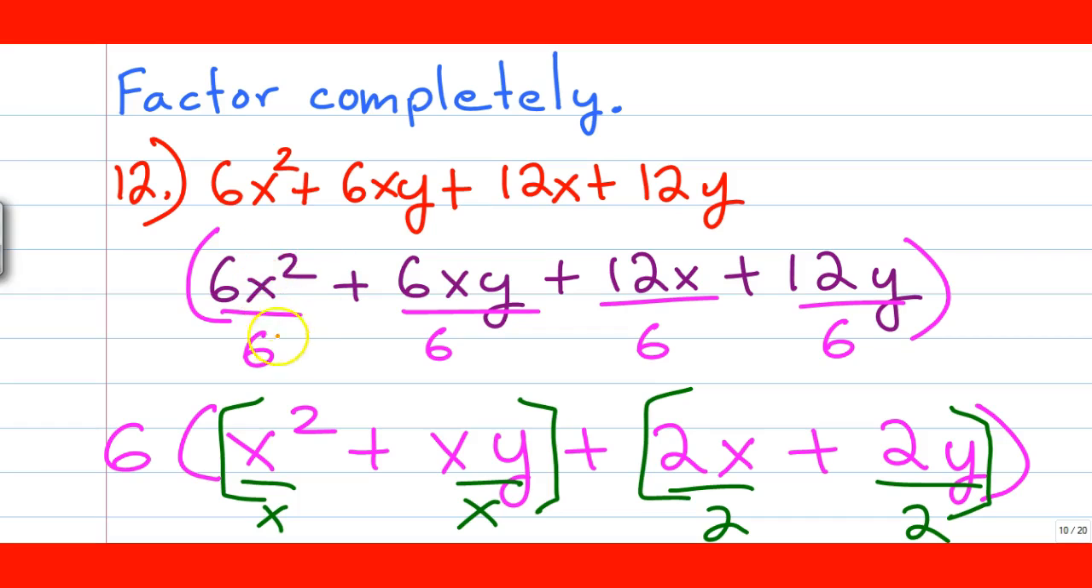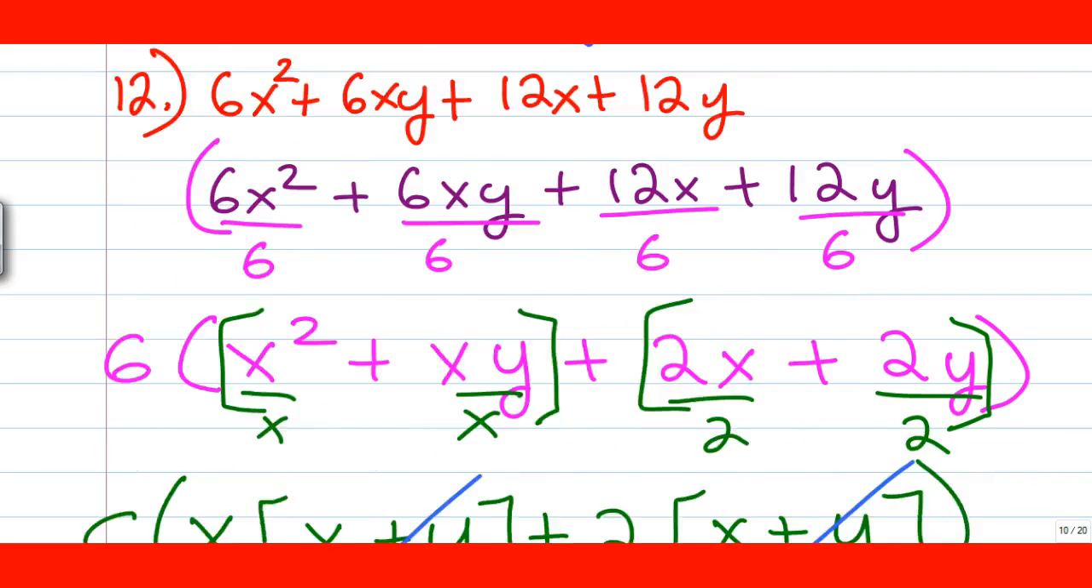So the 6 is going to divide into each, so I end up with a 6 on the outside. When it divides in, the 6 into the 6x squared cancels, I'm left with an x squared. A 6 into the 6xy, I'm left with just the xy. A 6 into the 12, I'm left with a 2. And the 6 into the 12y here, I'm left with a 2y. So now I'm ready to group.